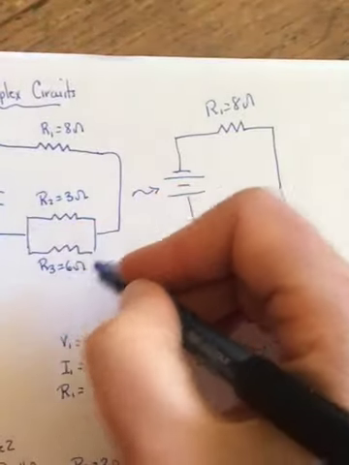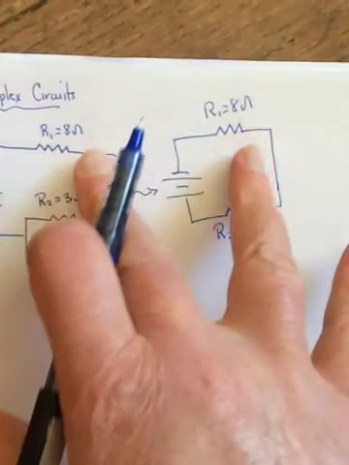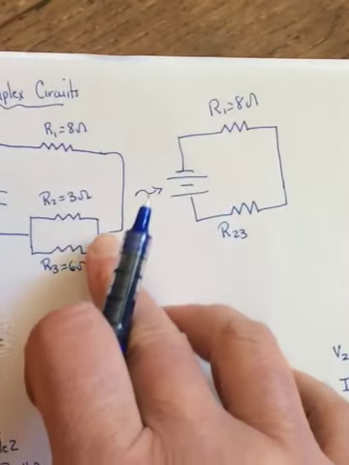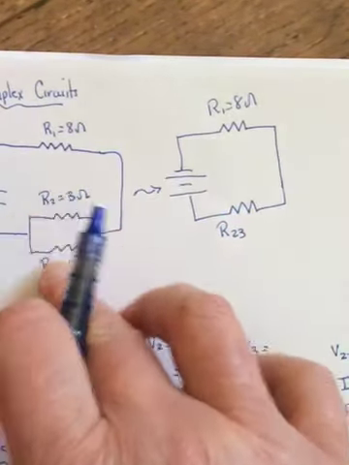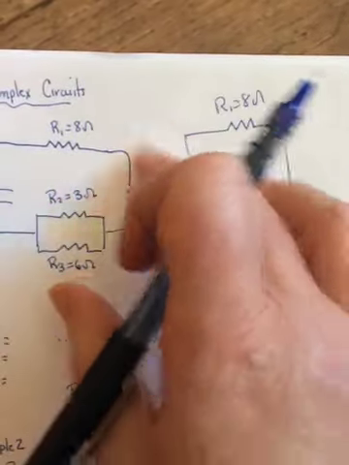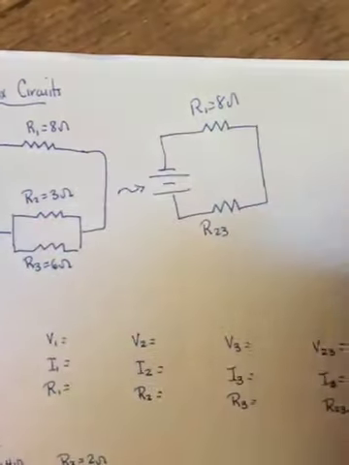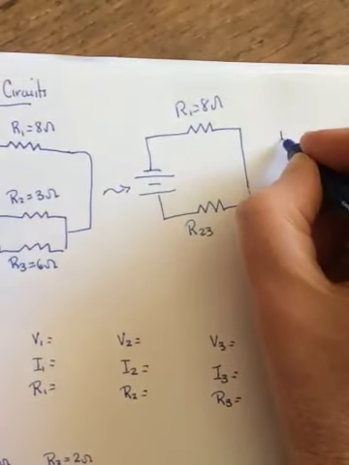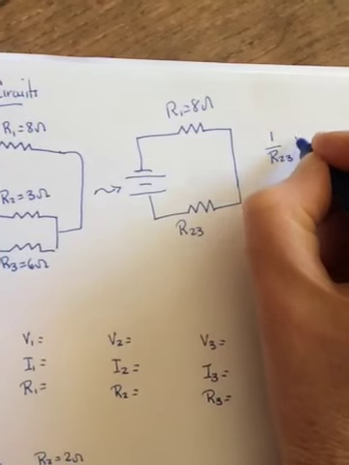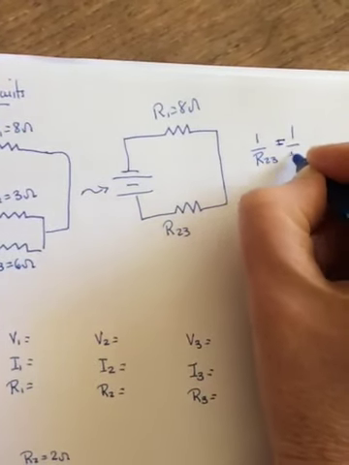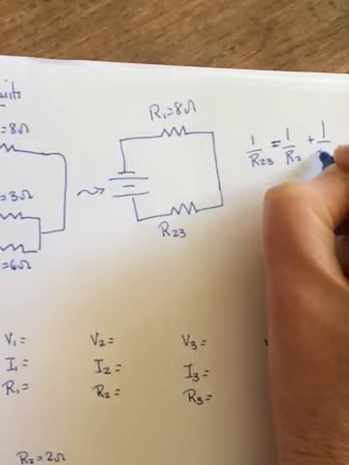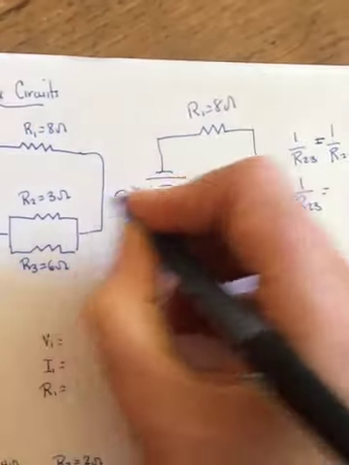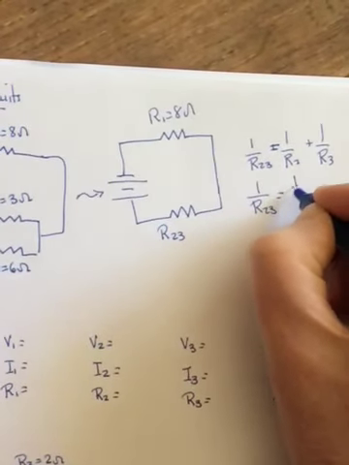Remember when we were first learning about series and parallel circuits, when I got to the R total, I said sometimes it's called the equivalent resistor because it's equivalent to one section. It's not the total of the whole thing. So the equivalent resistance, R2,3, would be equal to 1 over R2 plus 1 over R3. And we can find that: 1 over 3 plus 1 over 6.